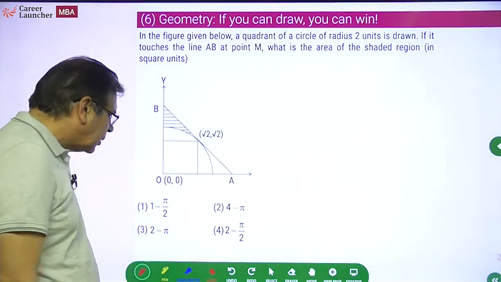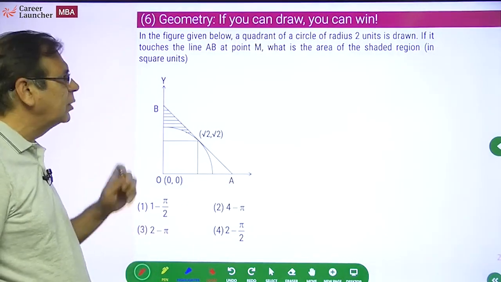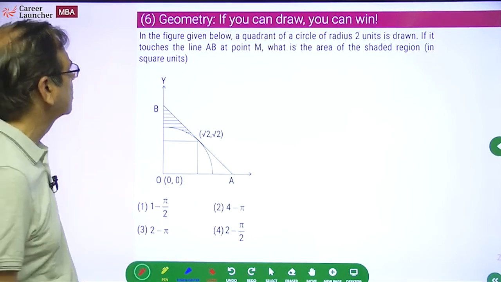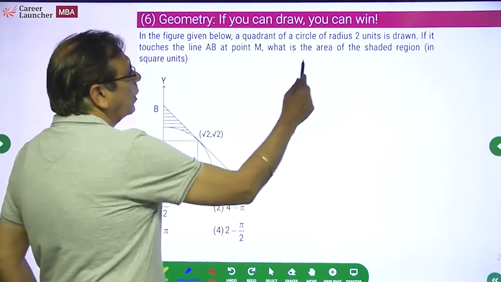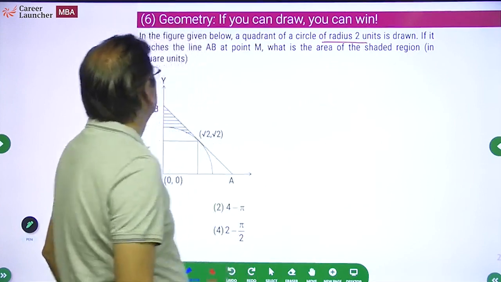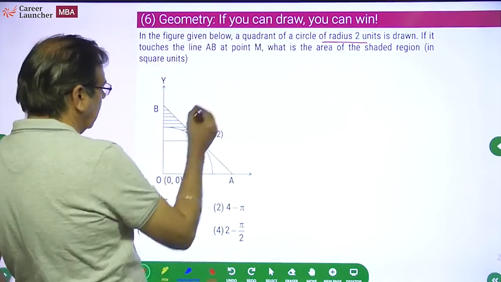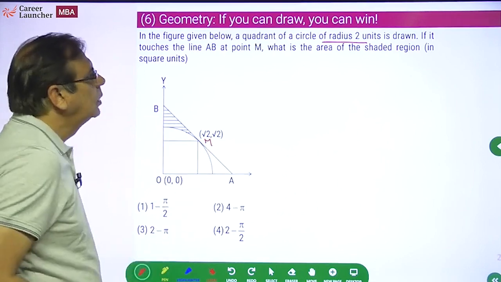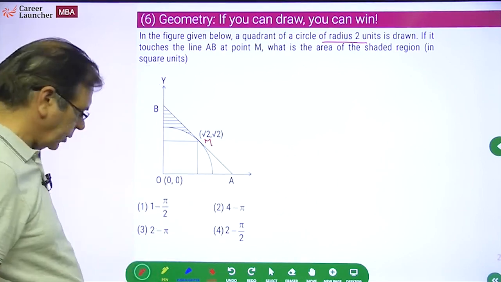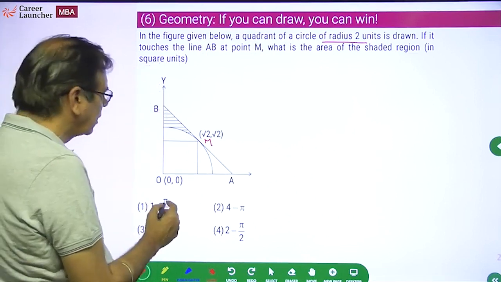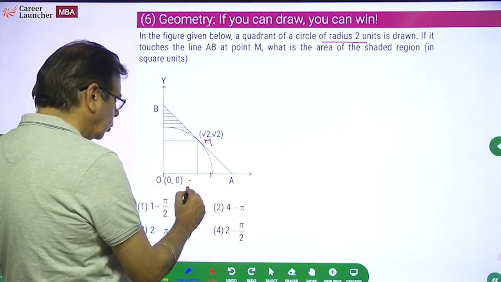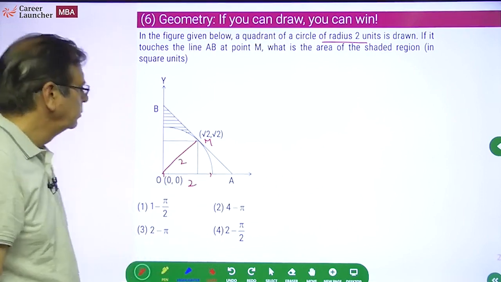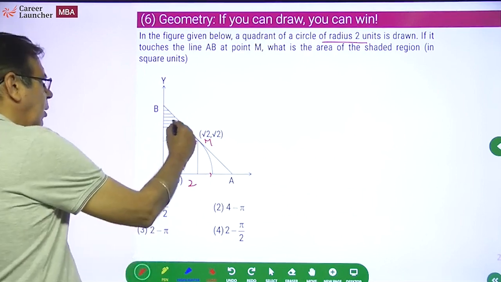So as far as I am concerned, I will always look at converting these choices into numbers that are easy for me to understand. Okay. We'll come back to this, but let's read the question. In the figure given below, a quadrant of a circle of radius 2 units is drawn. If it touches the line AB at point M, okay, so the circle touches the line AB at point M. What is the area of the shaded region in square units? Okay. Now, what is the radius of the circle? 2. That means this is equal to 2. This is 2. Okay. We need to find the area of this particular region.